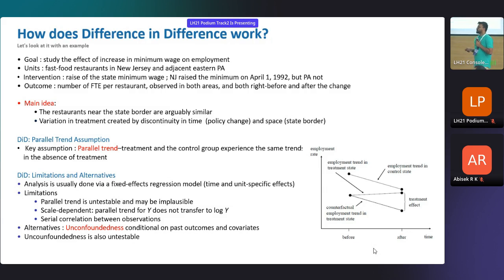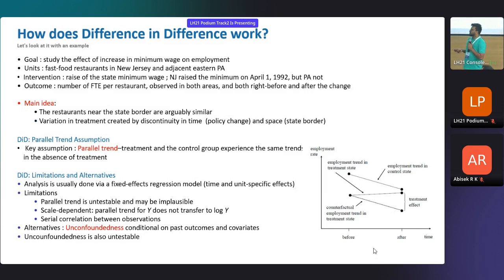Now, the main idea here is that restaurants are probably near the state border. Let's assume that Pennsylvania and New Jersey are nearby, but the restaurants which are on the state border are probably comparable. This is again something similar to what we talked about in RDD: variations created by discontinuity in time and policy changes and space. So there could be variations because of time and space. These two we have considered in the RDD aspect of things.